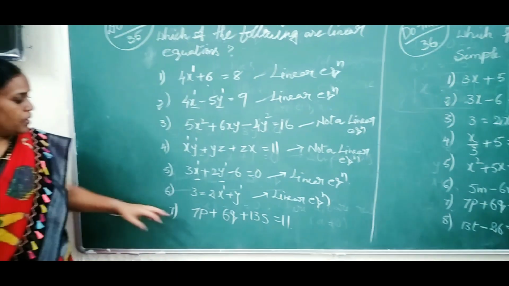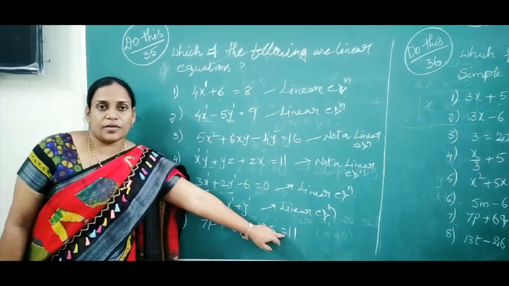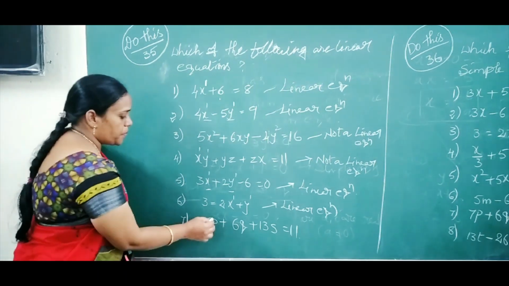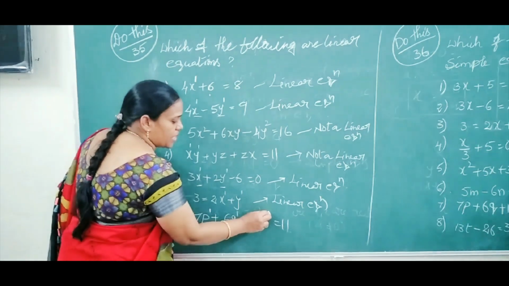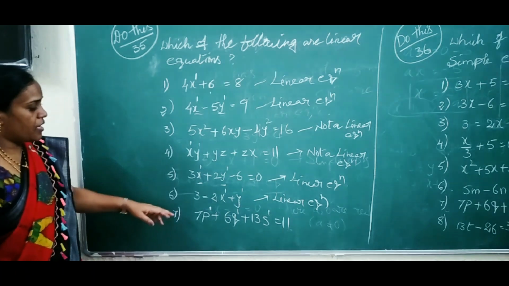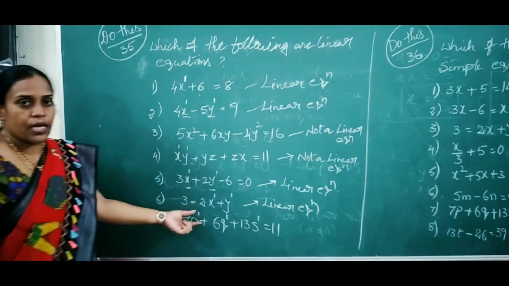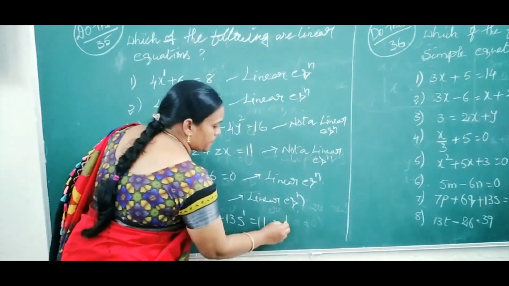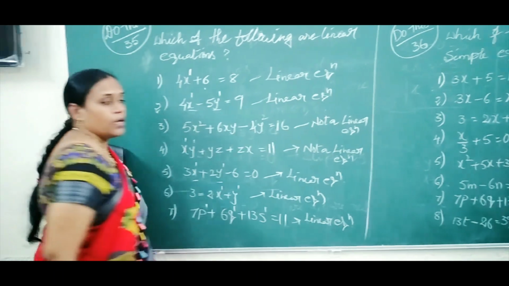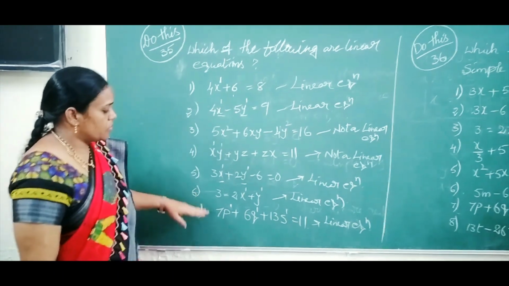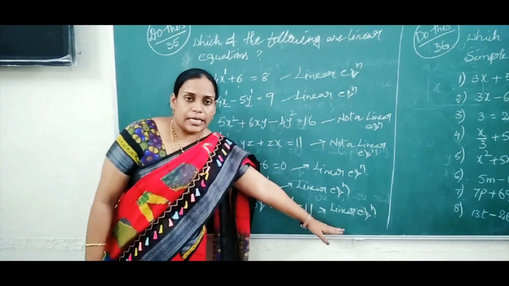Okay, next thing. 7p plus 6q plus 13s is equal to 11. Here, p power 1 and the power of q is 1. The power of s is 1. So, the equation is of degree 1. So, it is a linear equation. Understood, children? So, 7p plus 6q plus 13s is equal to 11 is a linear equation.